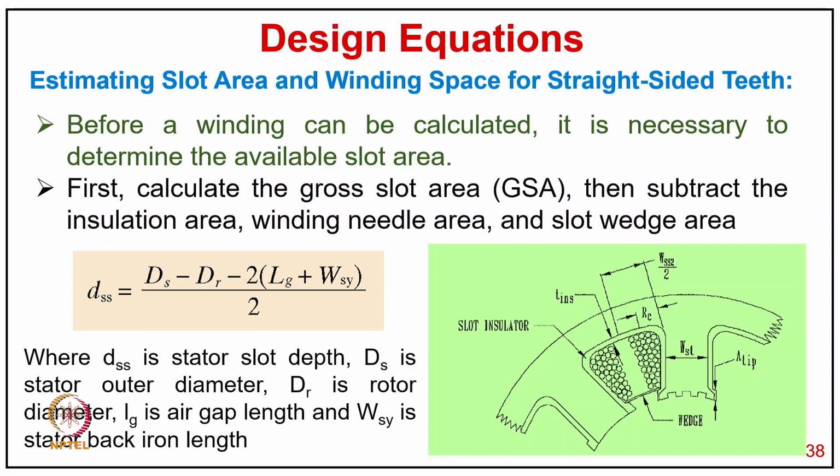So before a winding can be calculated, it is necessary to determine the available slot area. First, calculate the gross slot area, that is GSA, then subtract the insulation area, the winding needle area, and the slot wedge area.